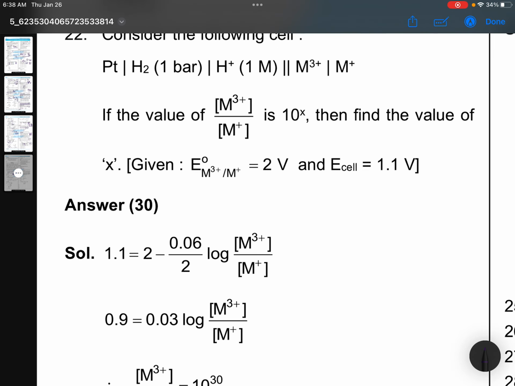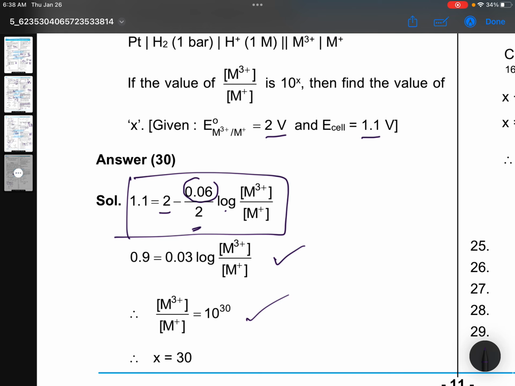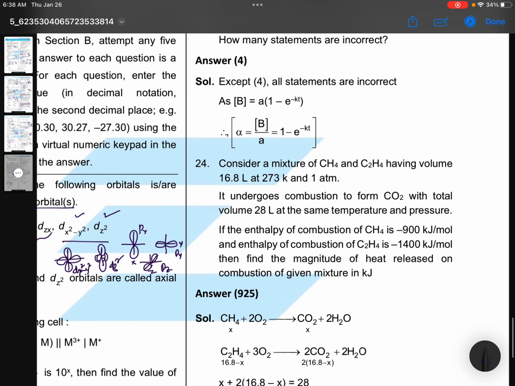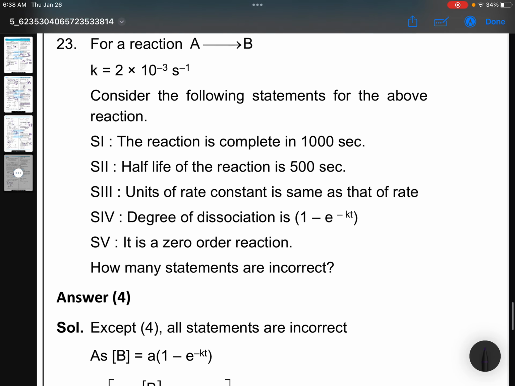Consider the following cell. You need to apply the equation here. E naught cell, E cell is given. A similar type of question was there in the morning session also. E cell is equal to E naught cell minus 0.059, he has taken 0.06, by n, the number of electrons involved, into log of reduced form by oxidized form. This is the formula. Direct question, formula based. Electrochemistry, if you feel it is difficult, you can simply quit that.